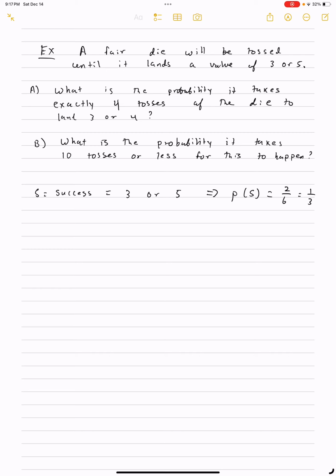Okay. I'm also going to define a random variable x, which is the number of tosses of the coin, or excuse me, of the die until success.